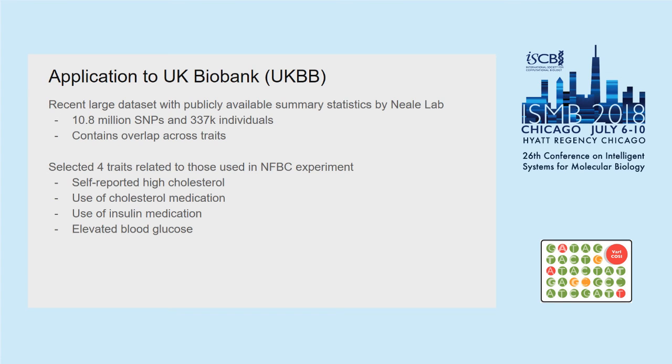Next we applied our CONFIT to a more novel data set. So this is the UK Biobank. It's a much larger data set containing about 10 million SNPs and 300,000 individuals in a wide variety of traits. And there are also publicly available summary statistics for the UK Biobank provided online by the NEAL lab. So we selected just 4 metabolic traits kind of related to the ones used in our Northern Finland experiment. So we used self-reported high cholesterol, use of cholesterol medication, use of insulin medication, and elevated blood glucose.